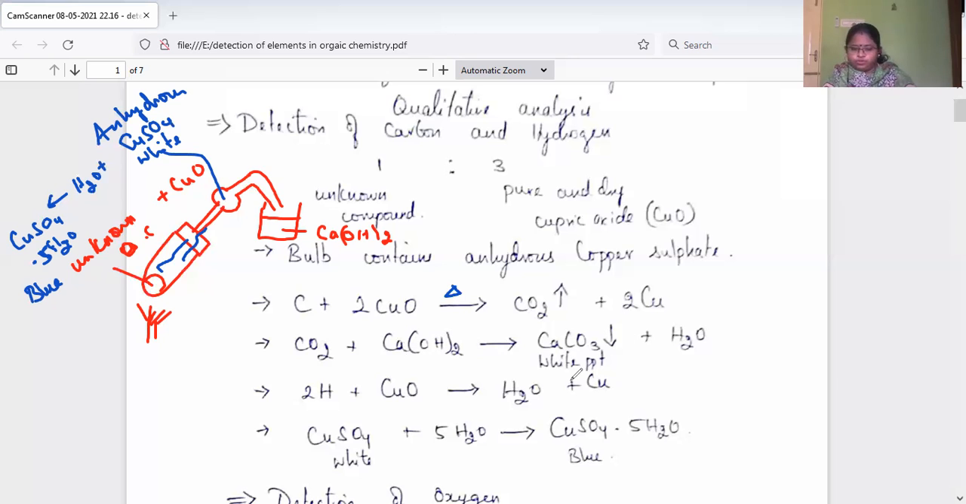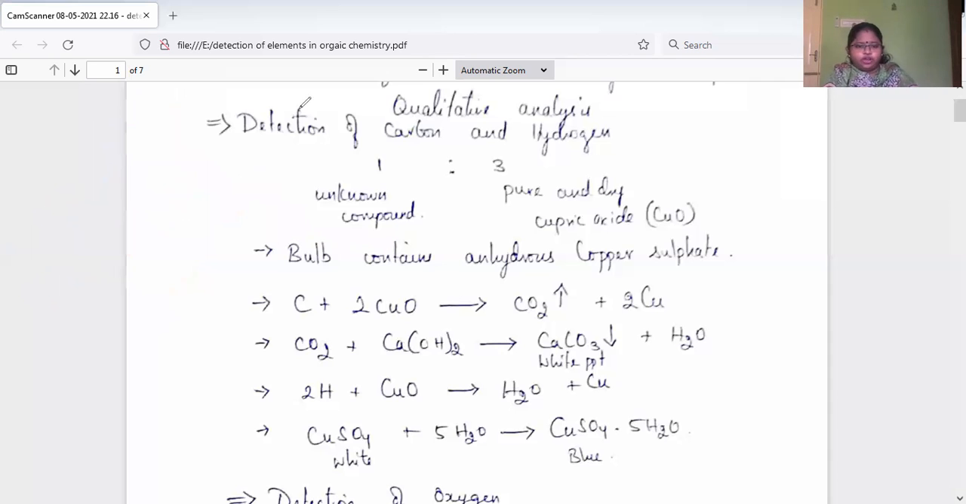So arrow downwards, right? If hydrogen is present in it, hydrogen reacts with cupric oxide and goes as a water molecule, and copper stays in the hot test tube, right? So this is how we detect carbon and hydrogen which are there in the organic compound. Okay, next up.